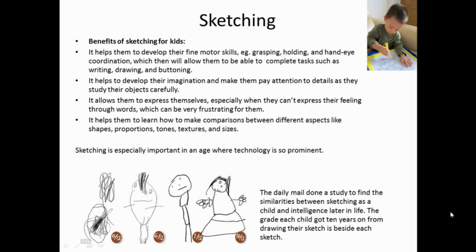The benefits are: it helps them to develop their fine motor skills, for example grasping, holding, and hand-eye coordination, which will then allow them to complete tasks such as writing, drawing, and buttoning, which are so important later on in life. It helps to develop their imagination and make them pay attention to details as they study their objects carefully. It allows them to express themselves, especially when they can't express their feelings through words, which can be very frustrating for them. This can also help the parent understand why the child is frustrated.